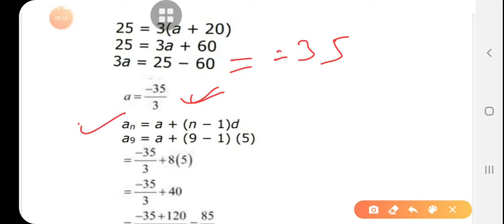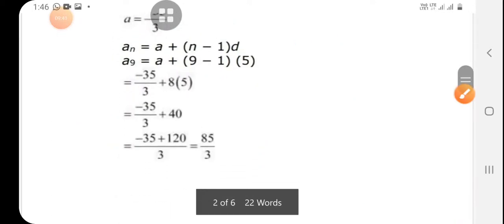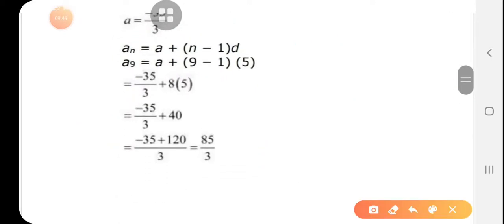For this we will use the nth term formula, an is equal to a plus (n minus 1) into d. Now put n is equal to 9, then we got a9 is equal to a plus (9 minus 1) into 5. The value of a, minus 35 by 3, we got it. Then put the value here, 9 minus 1, that is 8 into 5, that is 40. So now the denominator of 40 will be 1.